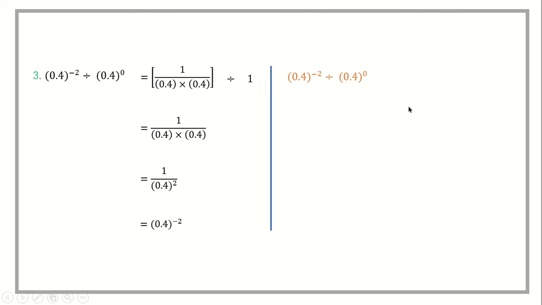Let's look at it in this way, whereby we will simply subtract the exponents. That will be 0.4 to the power of negative 2 minus 0. And that will give us 0.4 to the power of negative 2. And you can see that this one and this one, they are the same. Let us perform the final investigation.